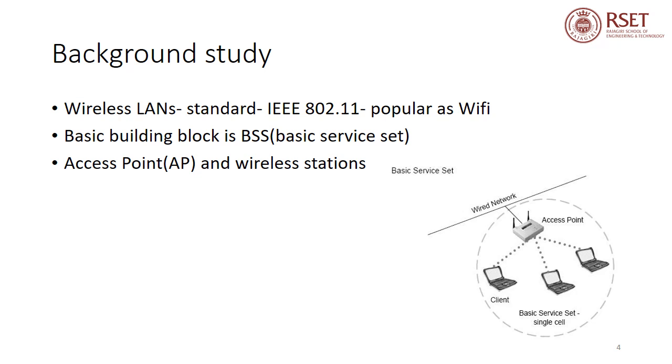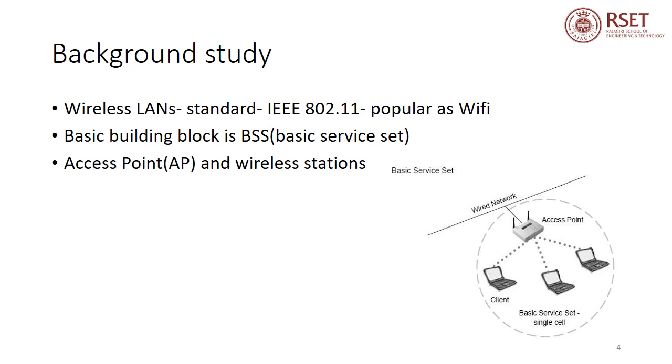Before going into the security protocols, let's cover some background study. When we talk about wireless LANs, the standard for referring to them is IEEE 802.11, or they are popularly known as Wi-Fi networks. The basic building block used in such networks is the BSS, or Basic Service Set. A small diagram of the same has been shown in this slide.